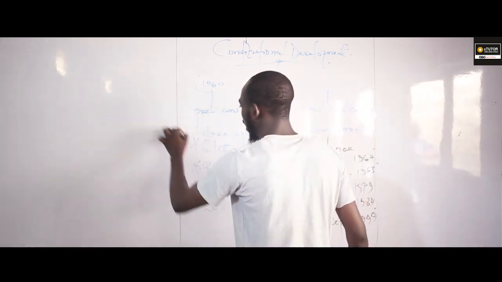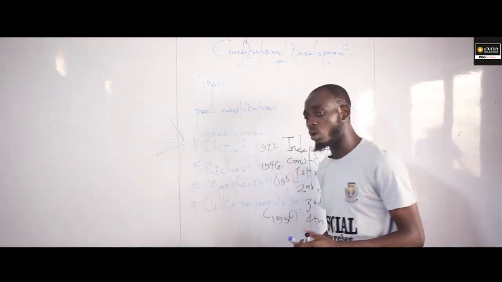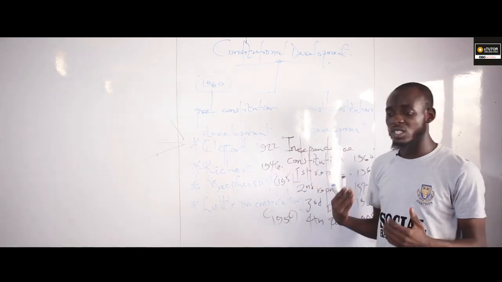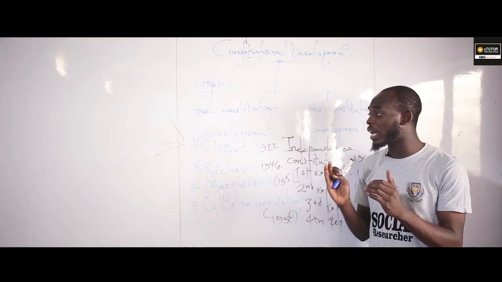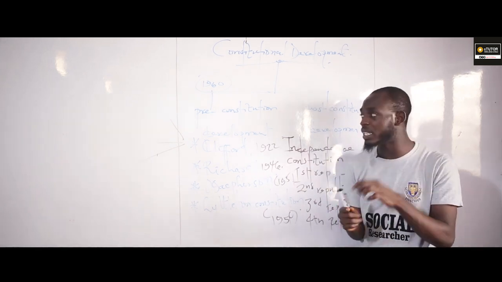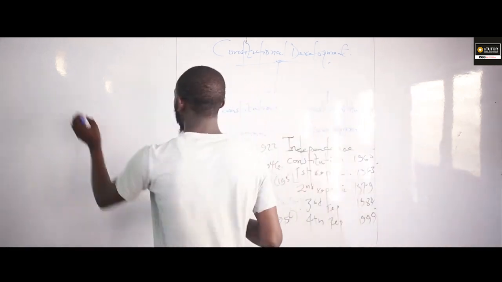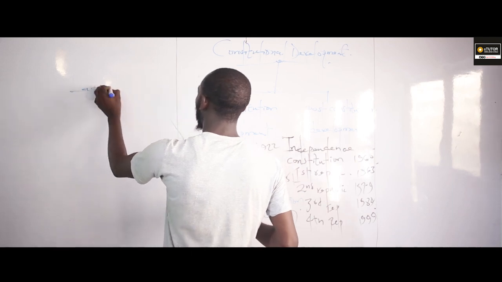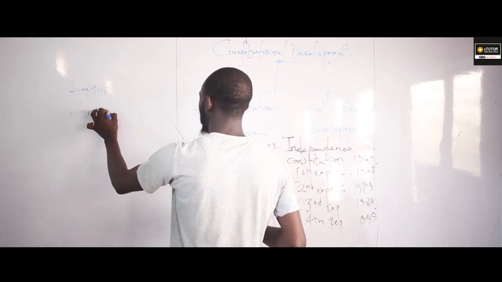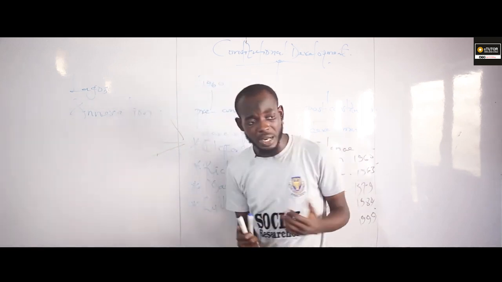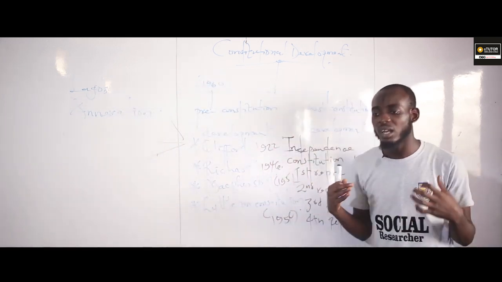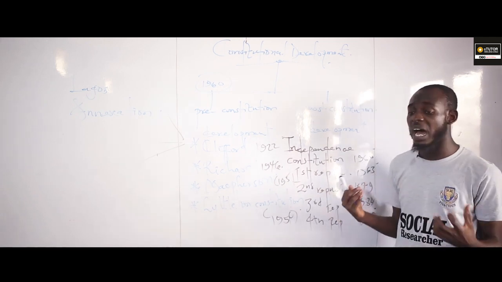Now, let's just tell ourselves a short story about the advent of the Clifford Constitution. Before we understand the full aspect of the Clifford Constitution, we have to begin with what we mean by Lagos annexation. That is, how did Britain colonize Lagos, or Nigeria as a whole?